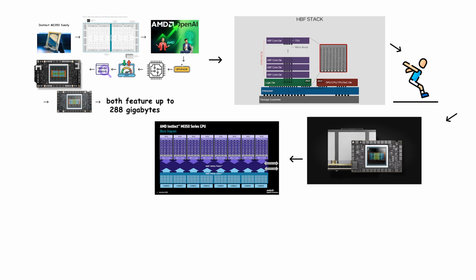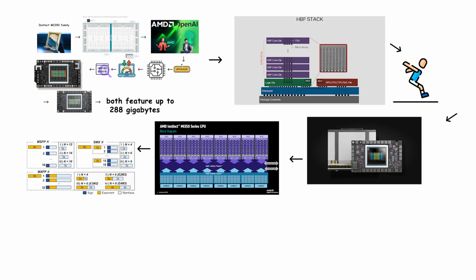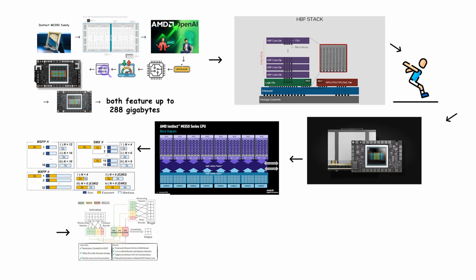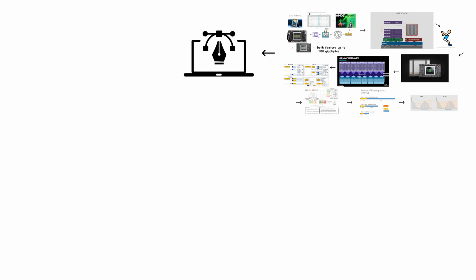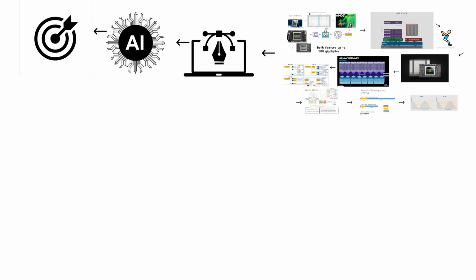CDNA 4 also refines AMD's matrix engines, adding support for new ultra-low precision numerical types such as MXFP6 and MXFP4. These formats are mixed precision floating points that retain reasonable dynamic range while using fewer bits per value, designed specifically for large-scale AI training and inference, where full precision is unnecessary.